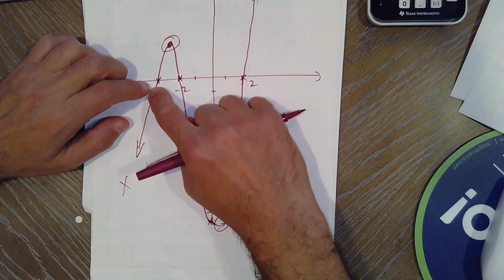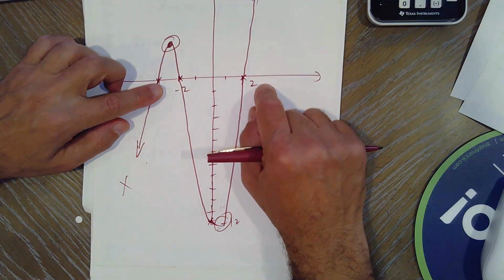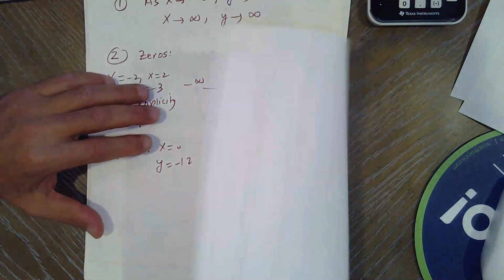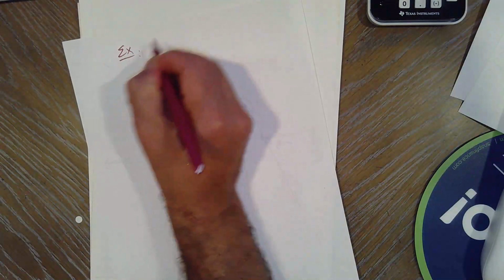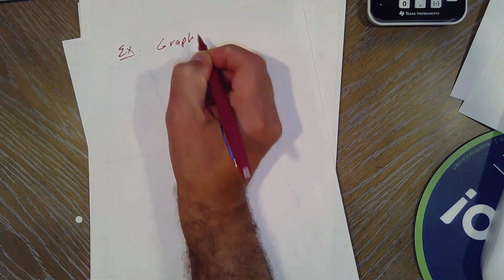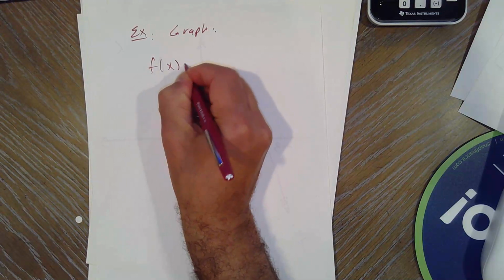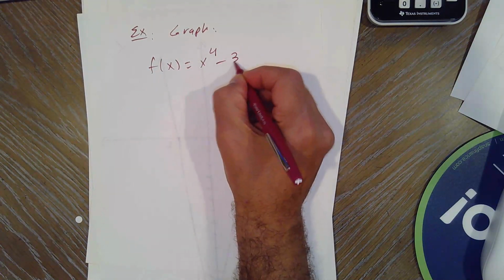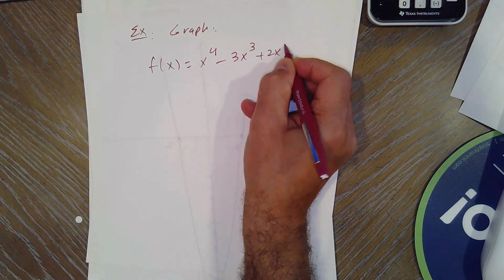But we can find the zeros. We can tell how the graph behaves around the zeros. We can find the intercepts. We can find where it starts and where it ends. That's about what we can do right now. Here's another one. How do we graph the function f of x equals x to the 4 minus 3x cubed plus 2x squared?